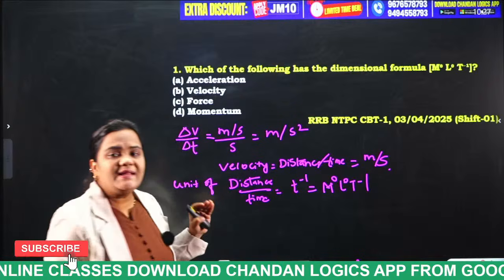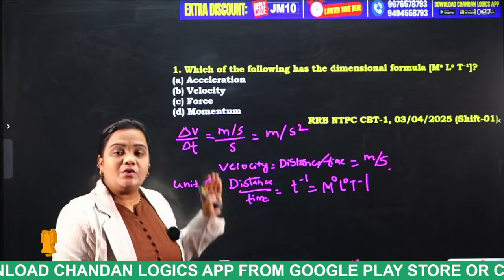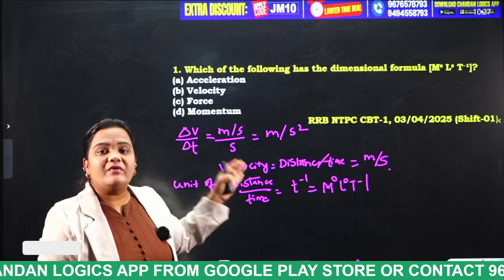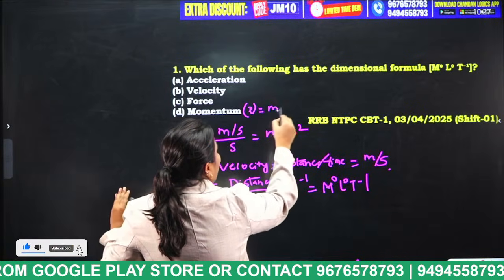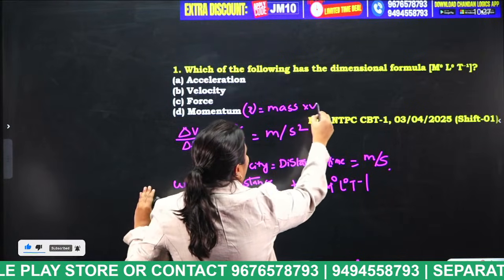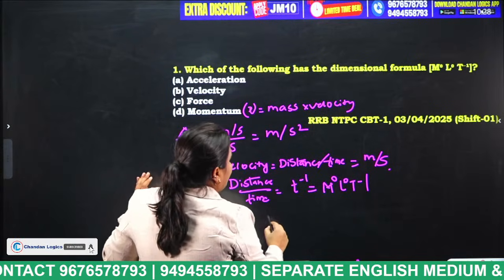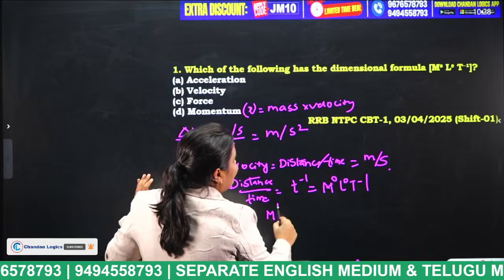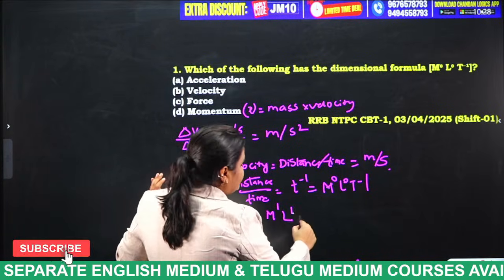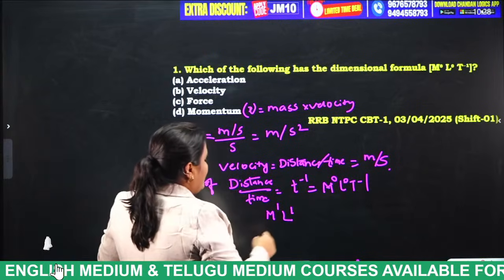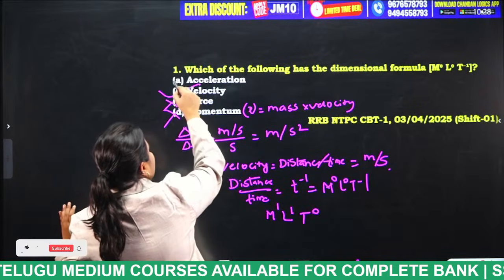Now force: what are the units of force? Newton per meter. And what are the units of momentum? Momentum, rho, is equal to mass into velocity. M power 1, and velocity is distance by time, so L power 1. So this is not it. So option B is the correct answer.